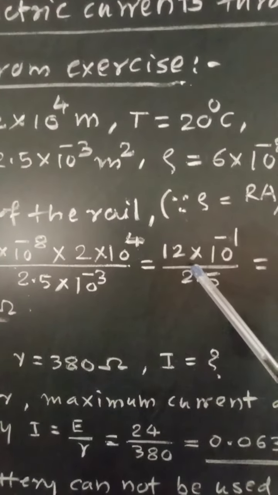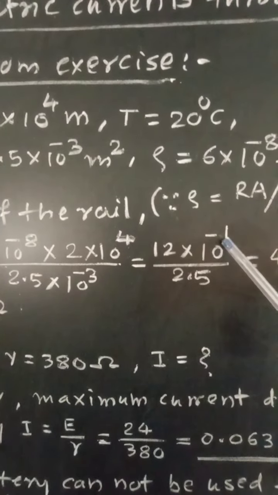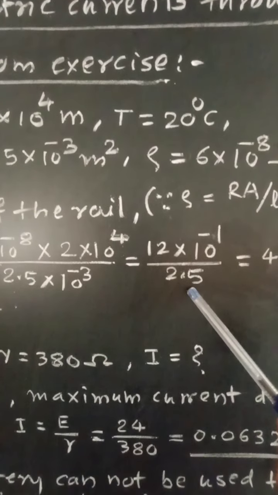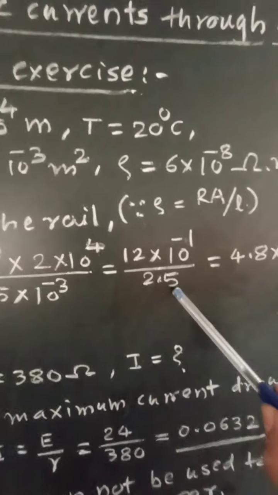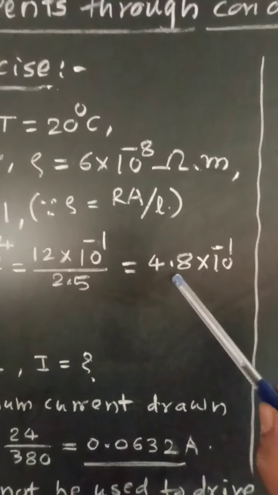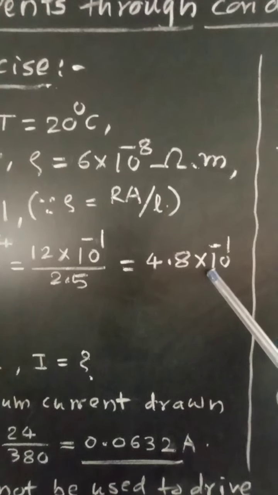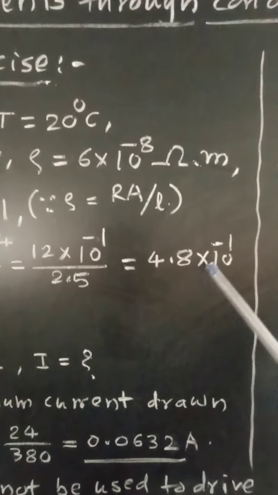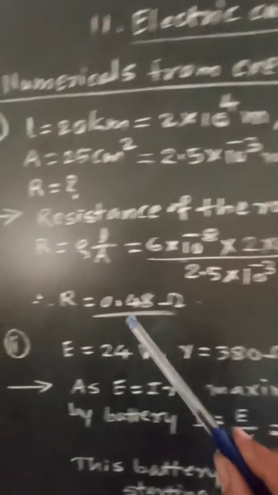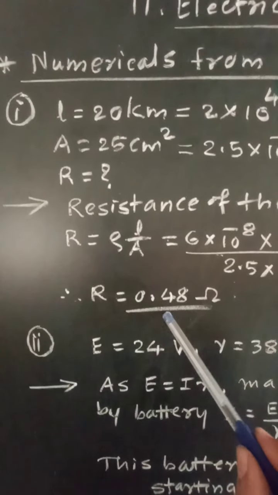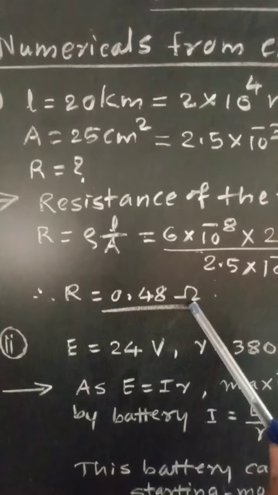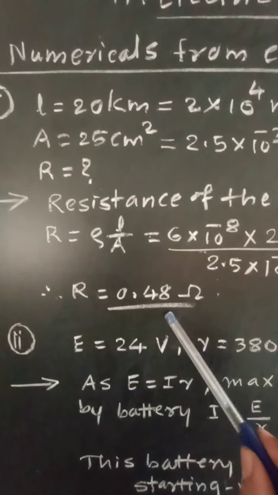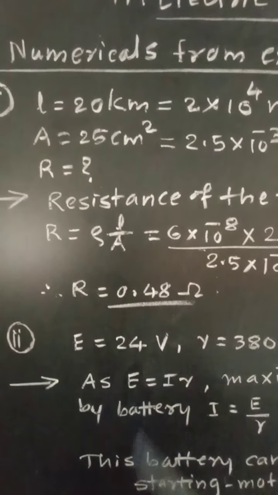Simplifying it, we will get 12 into 10 raised to minus 1 upon 2.5, which comes out to be 4.8 into 10 raised to minus 1. Then this will be written as R is equal to 0.48 ohm, and this will be the required resistance of that rail.